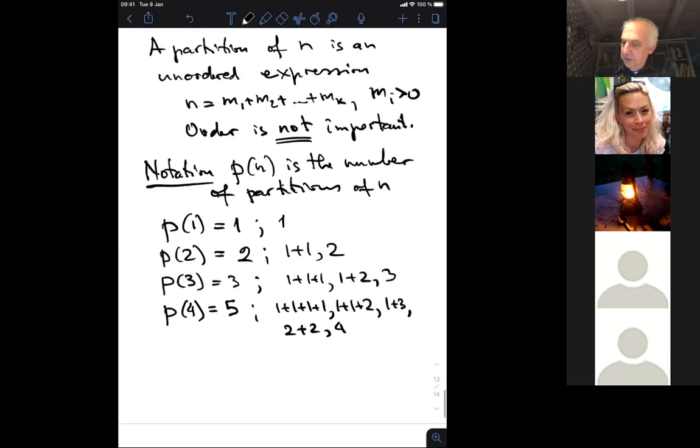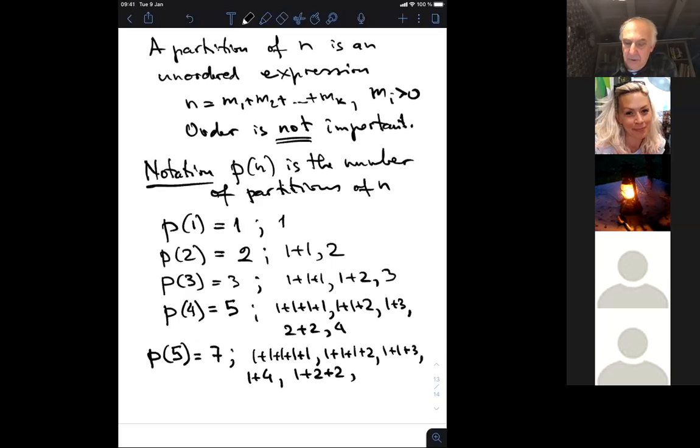And now let me do the last one. What about the number of partitions of 5? I'm saying that there are 7 of them, which is five 1s. Then we have three 1s and a 2. Then we have two 1s and a 3. Then we have 1 and a 4. 1 and two 2s. A 2 and a 3. And finally 5 itself. Okay, so this is a small warm-up example.